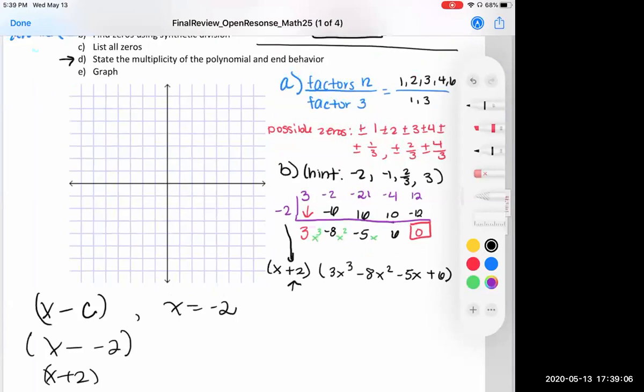All right, let's go ahead and plot our zeros. I gave you a hint of your zeros. Let's go ahead and plot them. So your zeros are found along your x-axis. These are where your zeros are found. They're points that cross your x-axis. They're your x-intercepts. So I have zeros at -2, right? Done. A 0 at -1, a 0 at 2/3, and a 0 at 3.